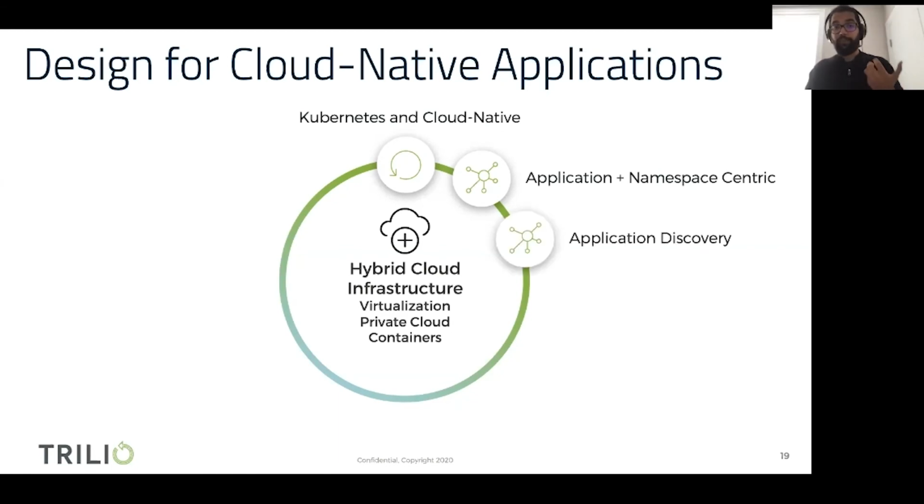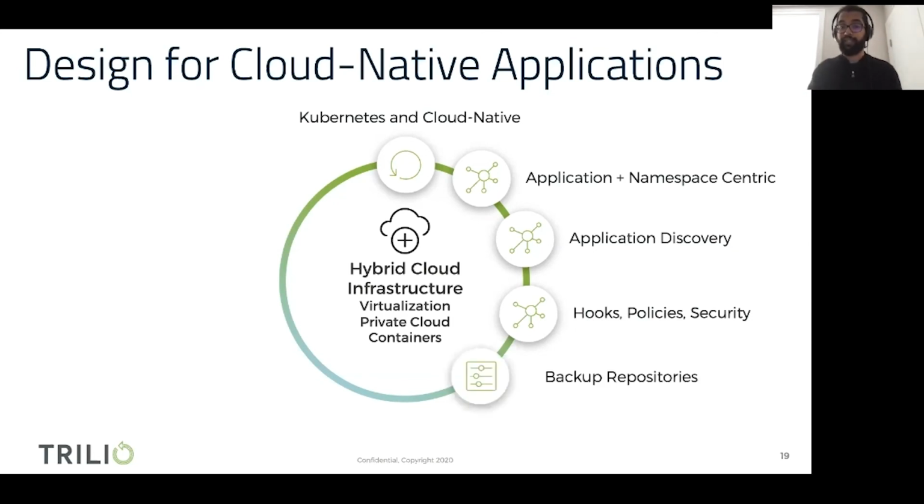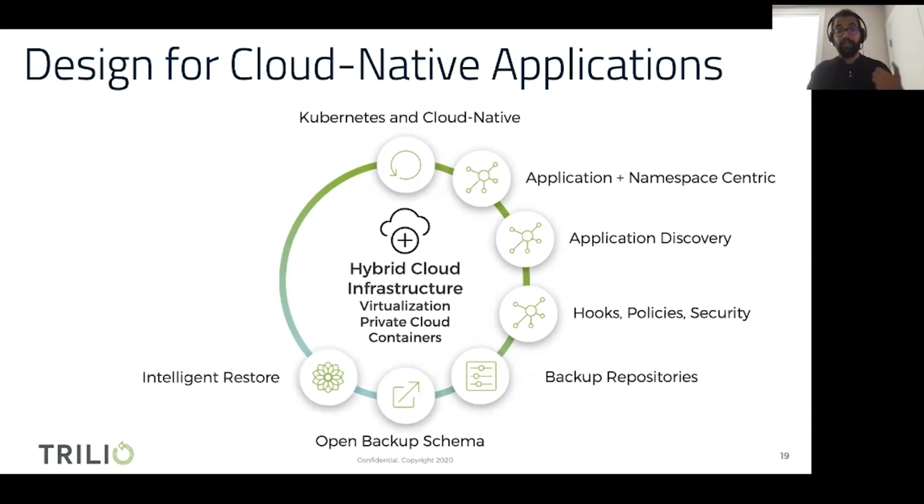You want to make sure that your applications can be discovered. You want to slice them, dice them, create your own backup unit. You want to be able to ensure that you can enable hooks, policies, and can encrypt your data from unauthorized access. Backup repositories, provide customers a choice in terms of object storage, file storage, S3, NFS. Make sure that your backup schema is in an open format and there is no vendor lock-in. Intelligent restores, make sure that you can do selective restore, canonical restores, can do tweaking, massaging of the metadata before it gets stored or gets placed onto a target cluster.